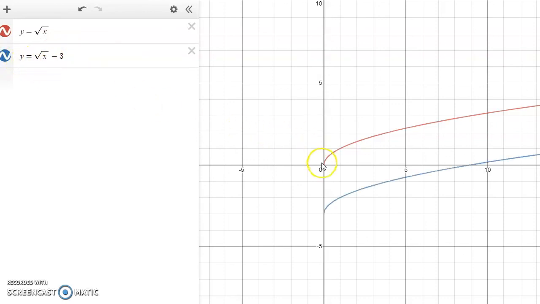Again, notice it's following the same exact pattern. Starting from this point, it's going to go over 1 up the square root of 1. Over 4 up the square root of 4, which is 2. Over 9 up the square root of 9, which is 3. And it follows the same exact pattern.